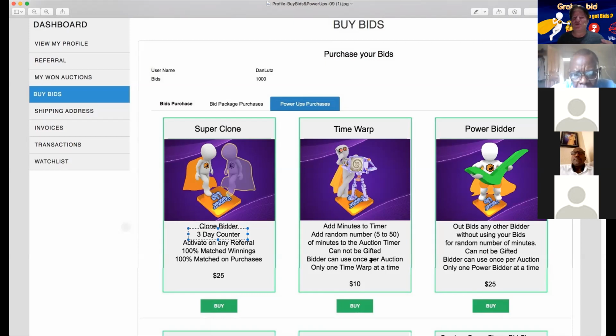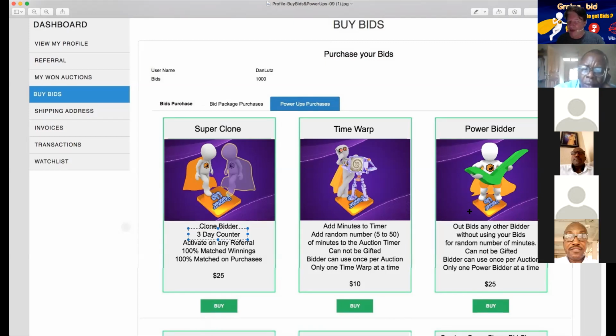So in essence, when you're in the auction and there's a lot going on, maybe you need to take a break, or you want to use a part of your strategy. You put a time warp on there, it just adds an amount of time. So it's a strategic item.